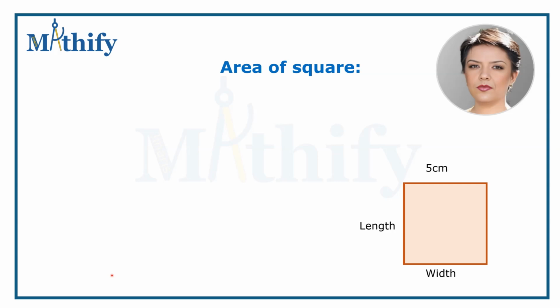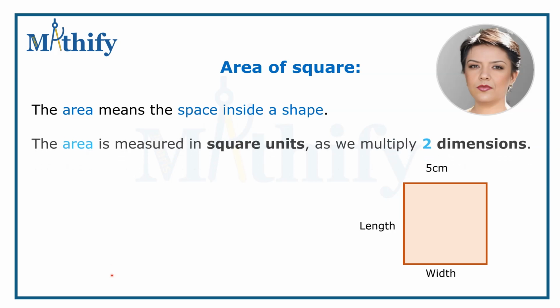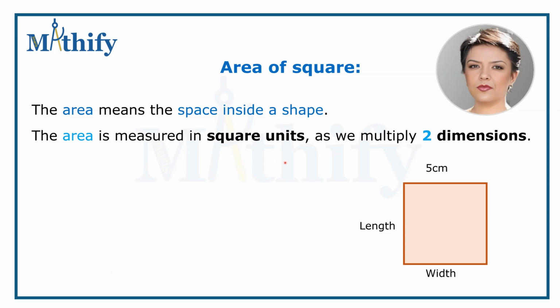Area of a square. Before we work out the area of a square, we need to understand what area means. Area just means the space inside the shape. Area can be measured in square units because we multiply 2 dimensions. Area can have various units. It can be in centimeters squared, or it can be in millimeters squared, depending on what the question is asking you.